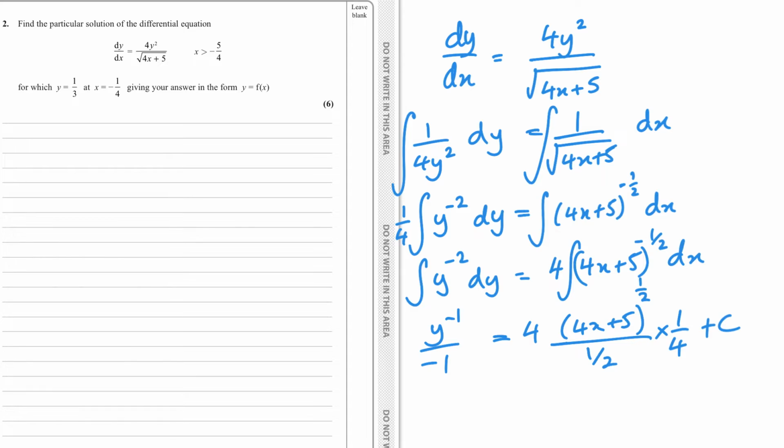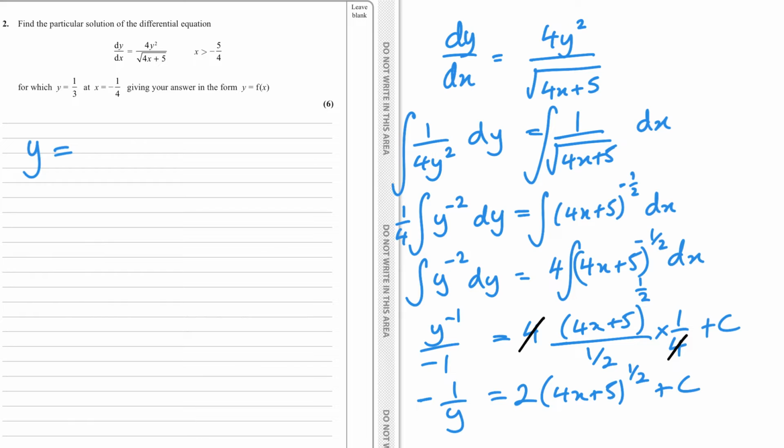Now you can see why I put the 4 over there, because these 4's will cancel nicely, just making my life a little bit easier. So I've got -1 over y on the left, and now because I'm dividing by a half, it's times it by 2, so 2 root of 4x plus 5, that is (4x plus 5) to the power of a half, plus c on the right. Now I need to rearrange to make this y equals.